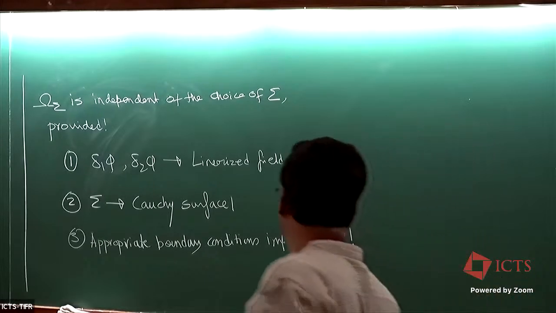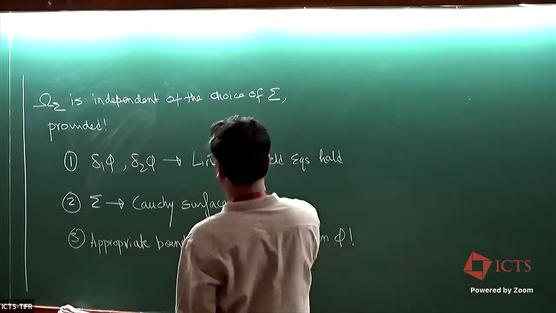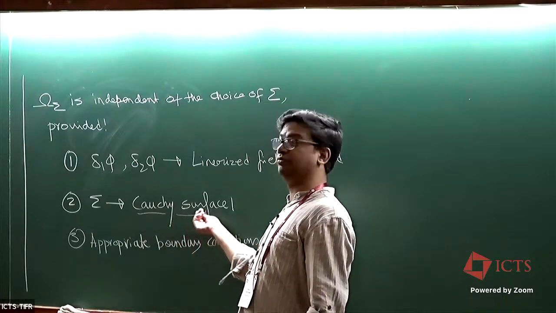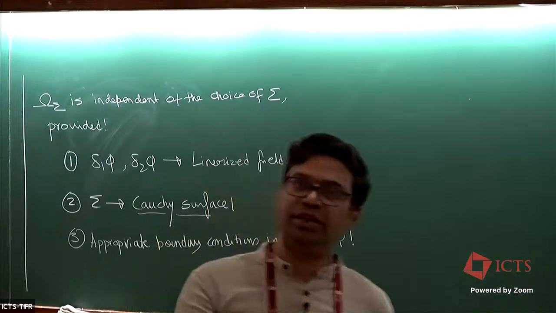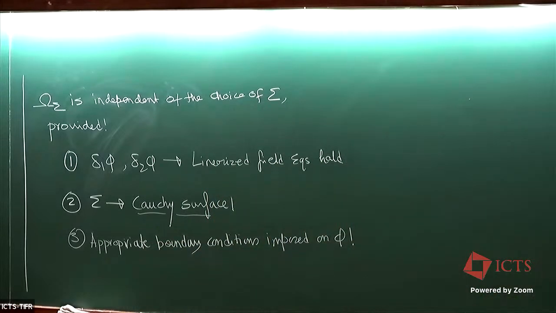Again, we will discuss this, but the Cauchy surface is extremely important. Without that, this is not going to happen. But this is given a priori because in the first class we told you that we are working with a globally hyperbolic spacetime. One of the equivalent definitions of a globally hyperbolic spacetime is that we have a Cauchy surface.